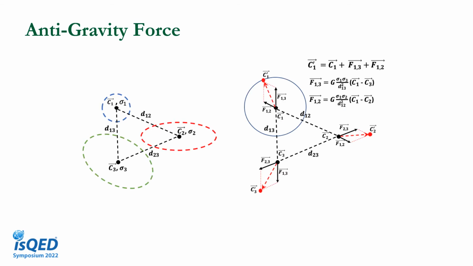Now, the anti-gravity force for each centroid is obtained by summation of all the forces from other centroids. For example, two forces F12 and F13 are the forces from the centroids C2 and C3 toward the centroid C1, respectively. So the anti-gravity force for the centroid C1 is obtained by the addition of F12 and F13. Unlike the gravity force that attracts masses toward each other, the anti-gravity force propels the centroids away from each other.